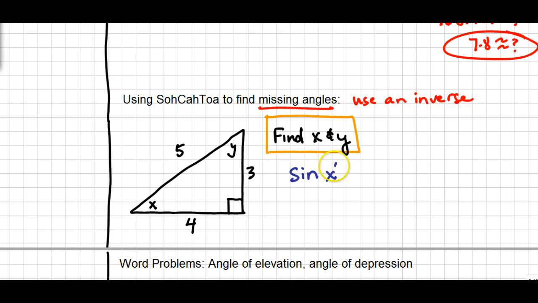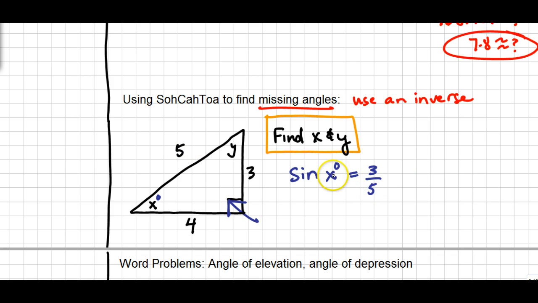It's sine of the angle. We don't know the measure of the angle. And then we need to find, for sine, it's always opposite over hypotenuse. So opposite of angle x is side 3, and the hypotenuse side is side 5.